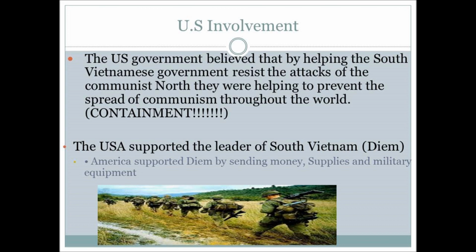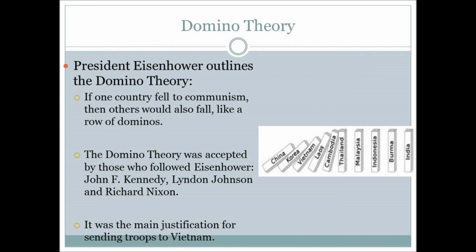And the reason America, in both the Korean and Vietnam War, is so concerned is this concept of a domino theory. We need to make sure we understand the domino theory. President Eisenhower, who was the president at this time, outlines the domino theory. His concept is if one country falls to communism, then others would also fall, like a row of dominoes. If we look here on the right, we have China, then Korea. Korea's hitting Vietnam. Now Vietnam's going to hit Laos, Cambodia, Thailand, Malaysia, Indonesia, Burma, India. So the concern was they need to stop these dominoes from knocking over more countries, or they have to stop the spread of communism.